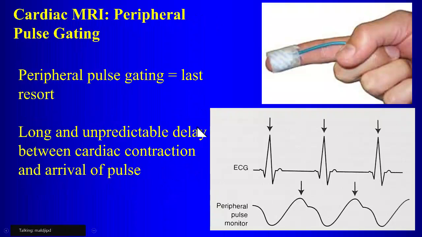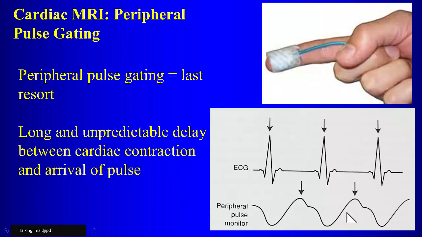If all else fails, and for whatever reason you're completely unable to get a good ECG tracing, the last resort is peripheral pulse gating. What's done here is that we put a peripheral pulse monitor on the finger, and it identifies the peripheral pulse. The software can then use that to trigger or gate off of. The problem here is that there's a long and unpredictable delay between the cardiac contraction and the arrival of the pulse.